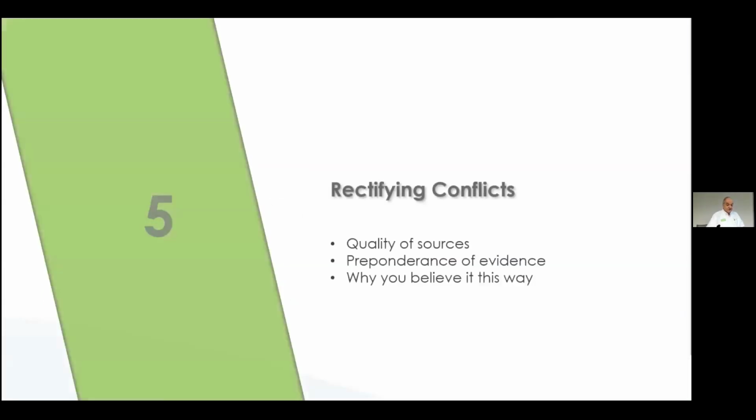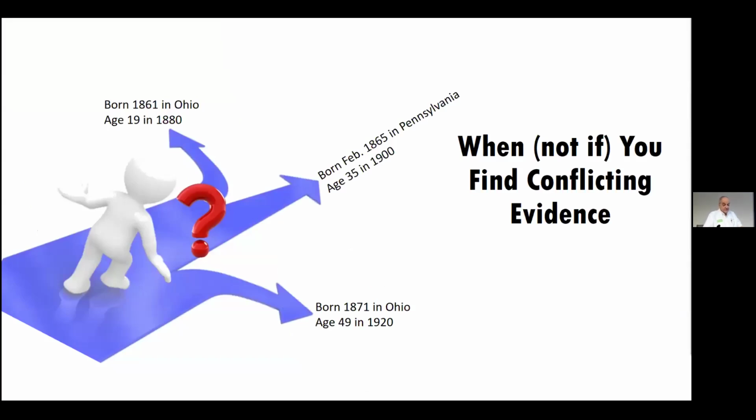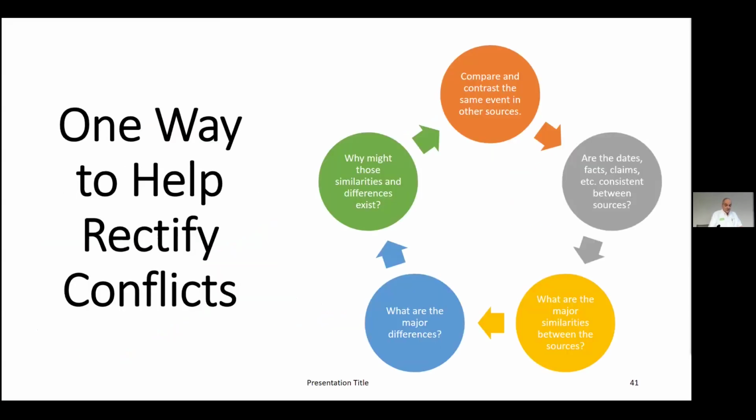So the next thing we want to do is rectify conflicts. And there are going to be conflicts in the information as you find it. So hey, you have to make decisions on these things. Are they good? Are you really talking about the same person? What's going on here? And one way to help with this is you go through this kind of a circle.